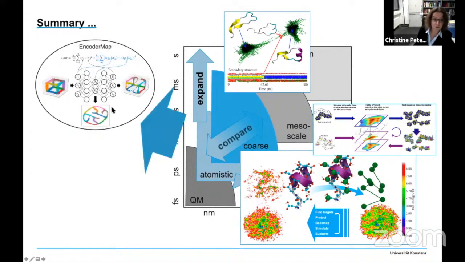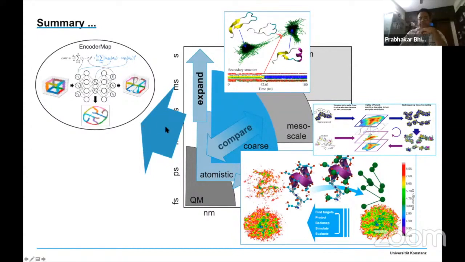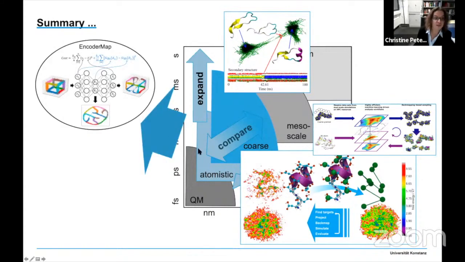And I introduced encoder map as a very efficient 2D dimensionality reduction method, even though I would like to stress that not always we rely on nonlinear methods. So yesterday, I think Michele correctly made the point that sometimes it's good to look at things with a linear method, and we've come to the same conclusion. And maybe you can look at this at one of our posters.